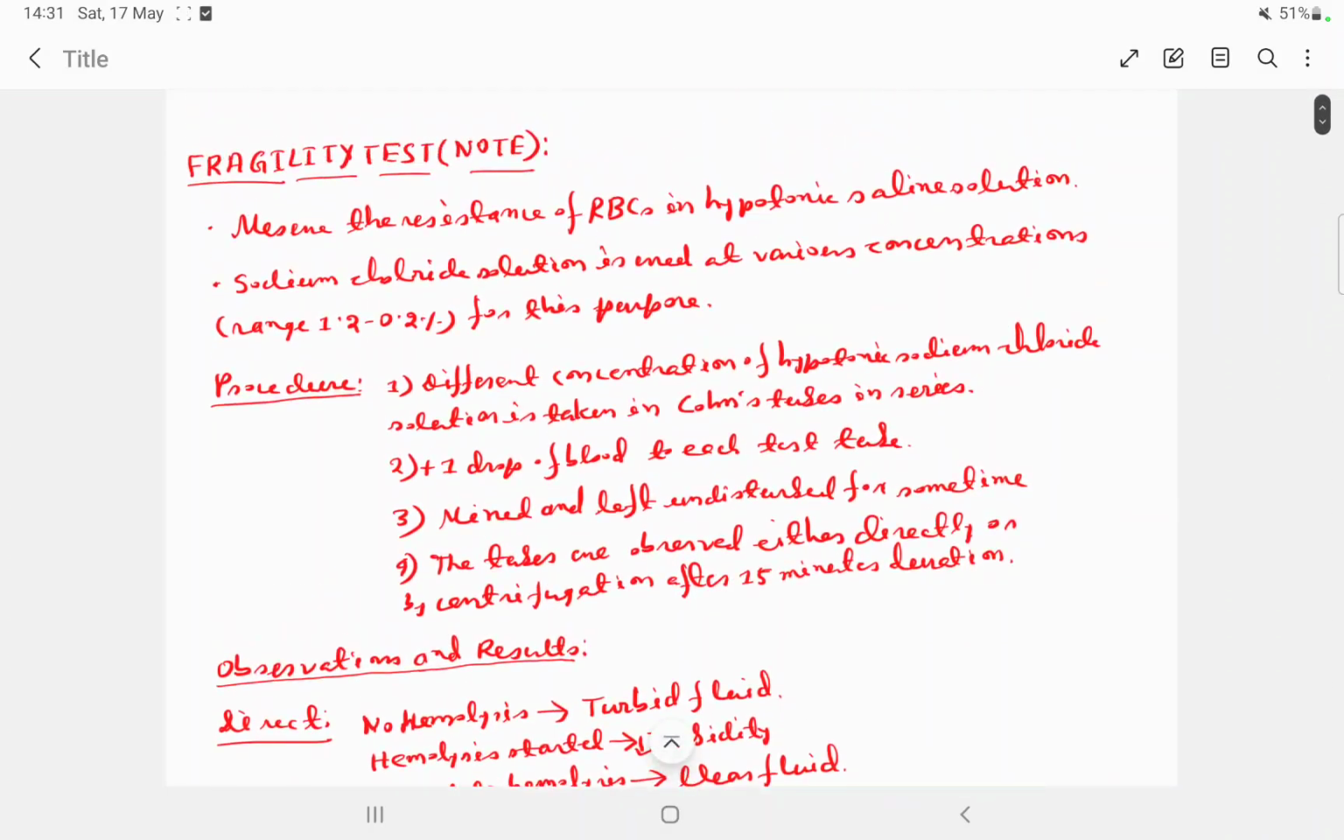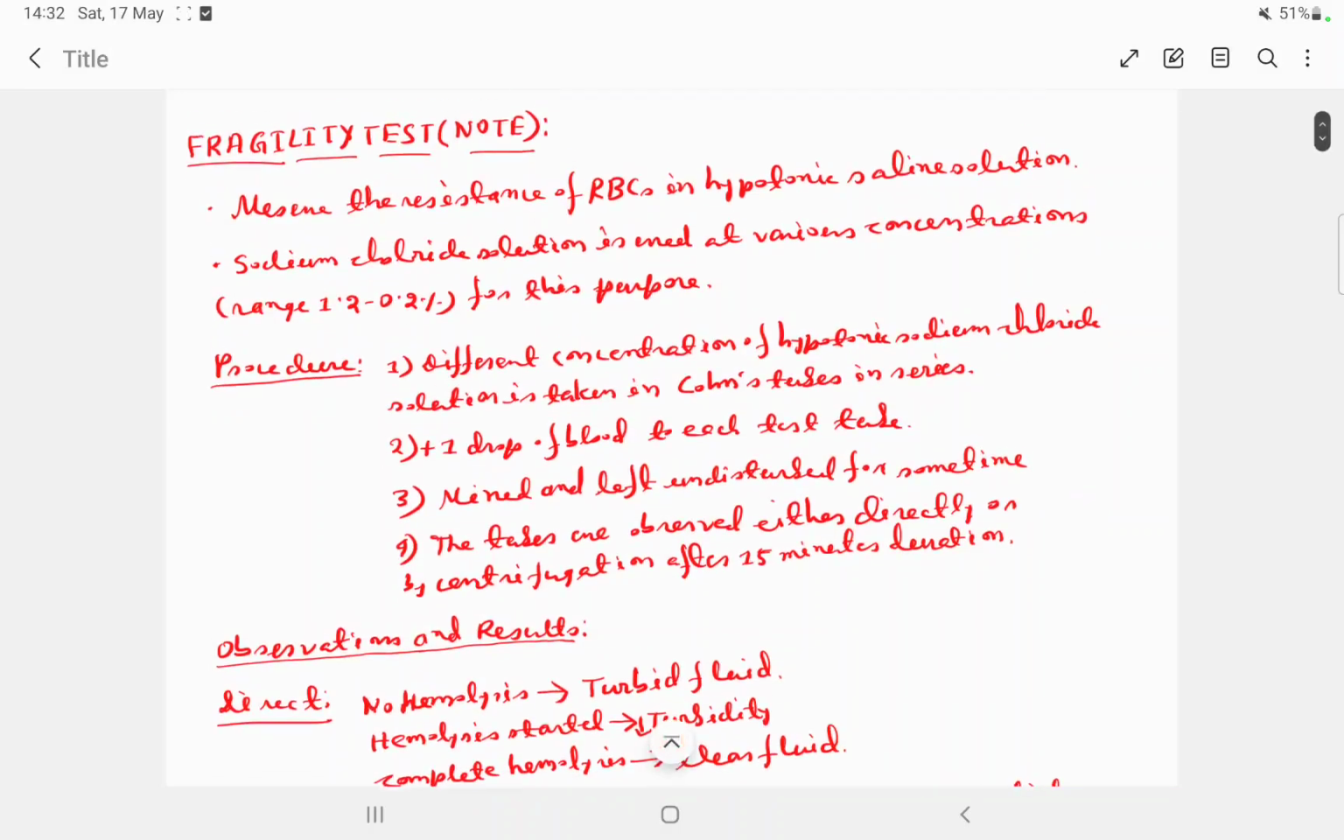So it is a measure to check the fragility of red blood cells, and it is very important to find out certain conditions like hemolytic anemia, where RBCs are destroyed prematurely, or too much destruction of RBCs occurs, which causes the anemia.